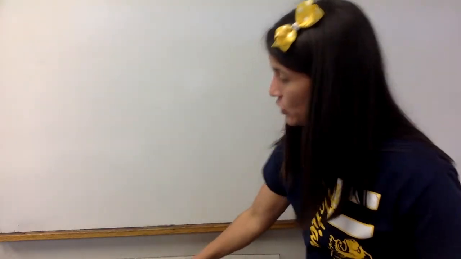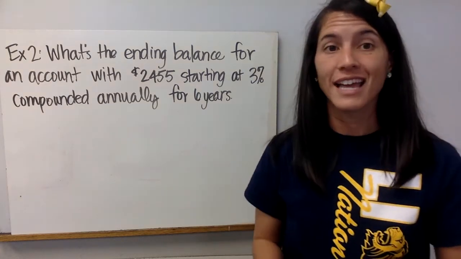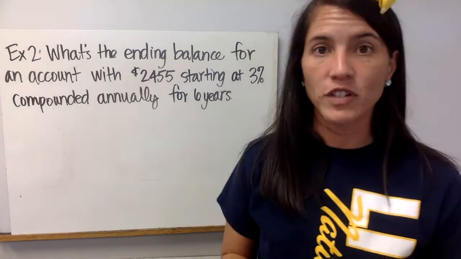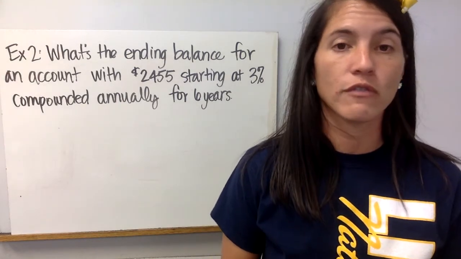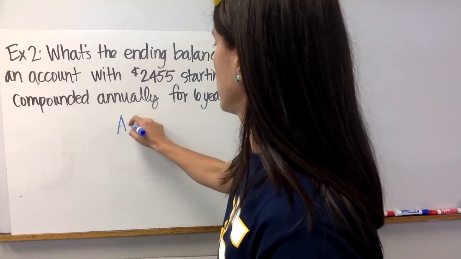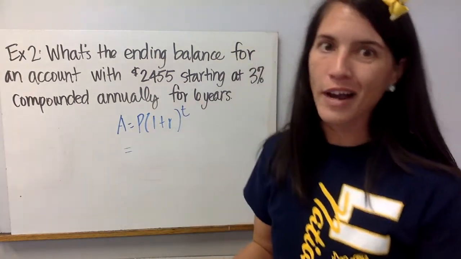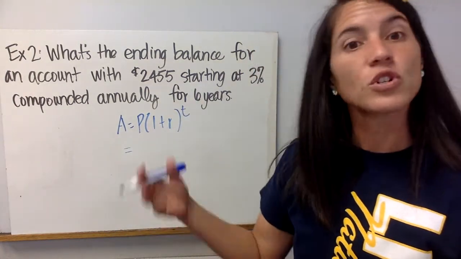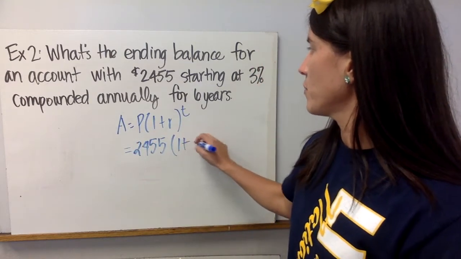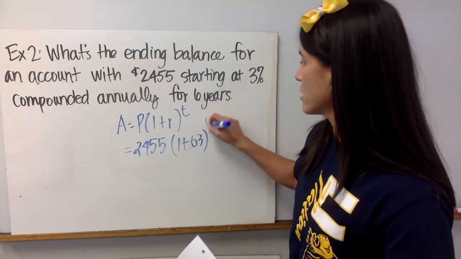All right, example 2. What's the ending balance for an account with $2,455 starting at 3% compounded annually for 6 years? So we're going to start with our formula. And once you practice, you're going to get this formula memorized. We're starting out with $2,455. 1 plus my rate is 3%. And then for 6 years.